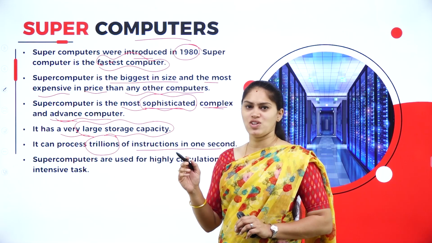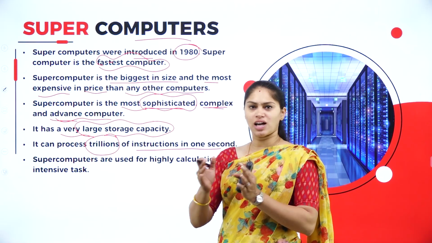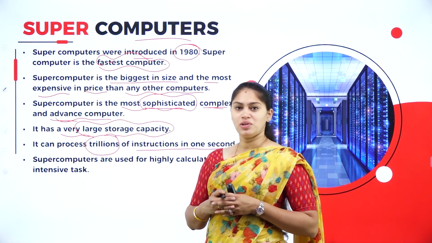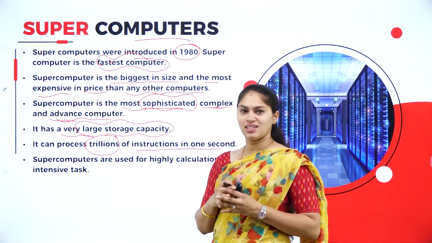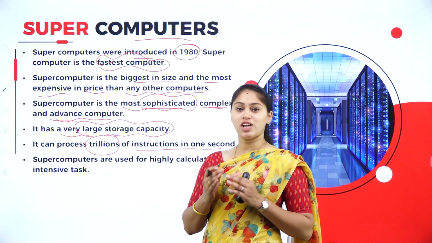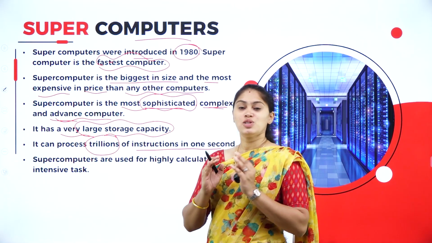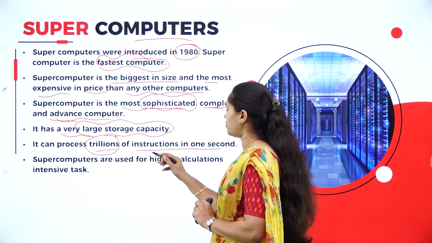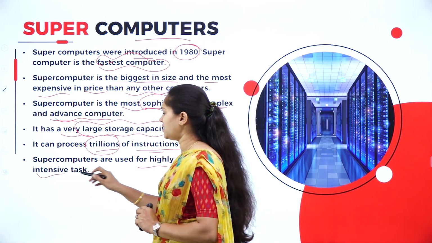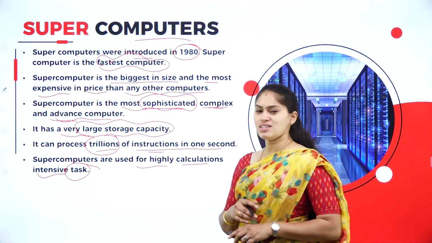So you just need to imagine. A microcomputer has the ability to execute 5 million instructions per second. When it comes to the mainframe computer, it has the ability to execute 16 million instructions per second. Then what about the supercomputer? It has a superpower to execute trillions of instructions per second, and it is mainly used for highly calculation-intensive tasks, where we have to take more risk. At that time we are going to use this supercomputer.